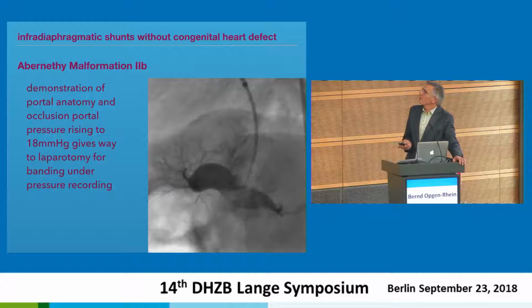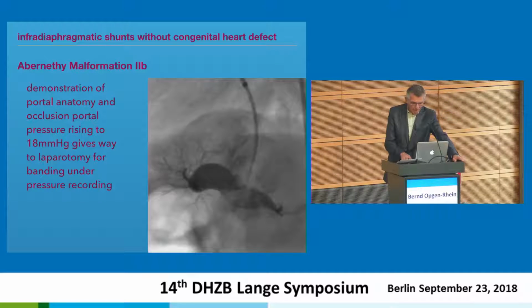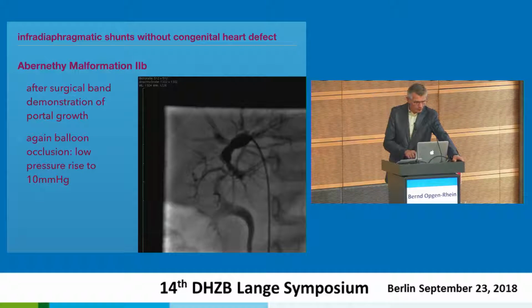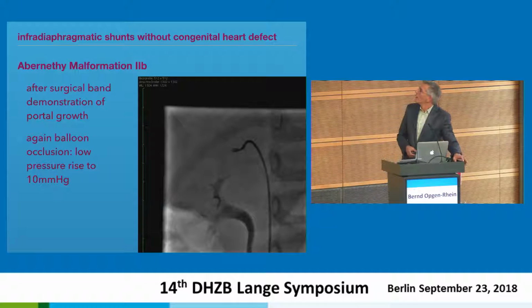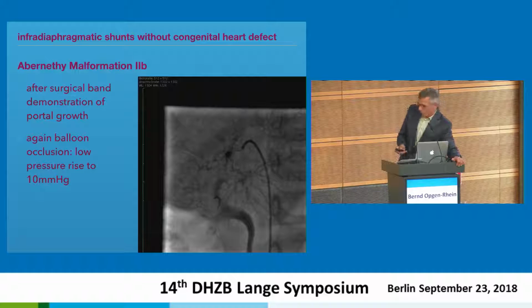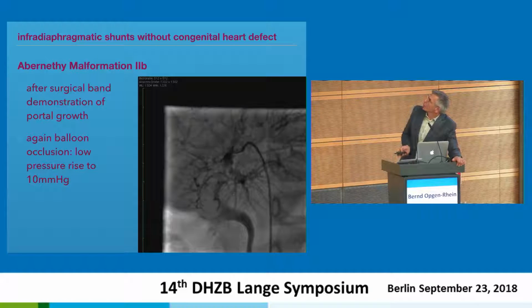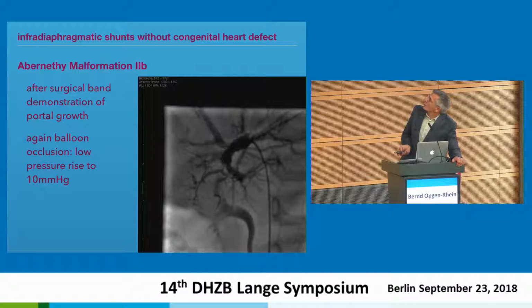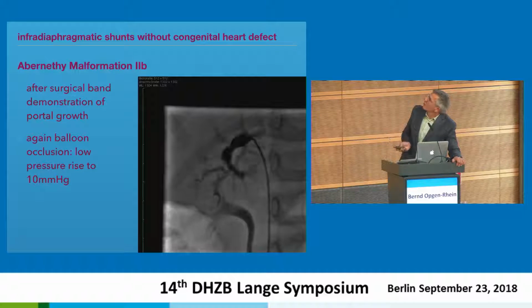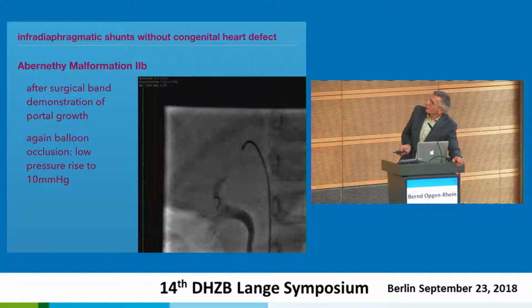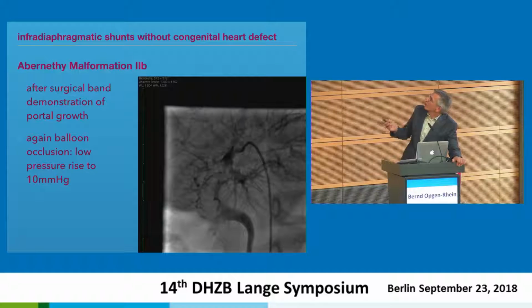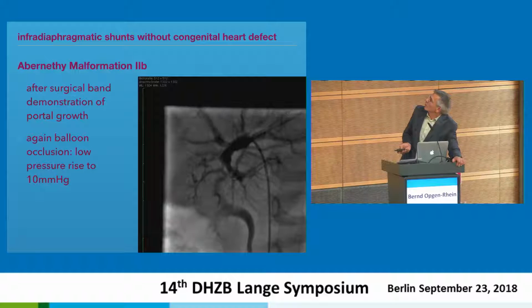So in this case, the pressure is really high after occlusion of the shunts, so we go for laparotomy for banding under continuous pressure recording. And after a follow-up in the outpatient department, we see him again 10 months after the banding of the portal shunt, and see a very nice development of the intrahepatic pulmonary portal veins.